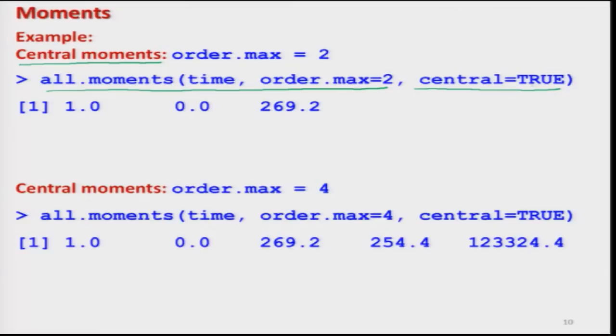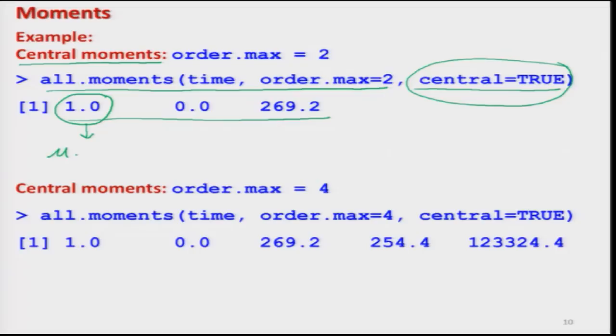So, I add this central equal to true inside the argument, separated by comma, and the first outcome indicates the value of mu 0, which was already shown to always take the value 1. Similarly, the second value is 0.0. Why is this 0.0? Because this is indicating the value of mu 1, which was 1 upon n summation i goes from 1 to n x i minus x bar, and this always takes value 0.